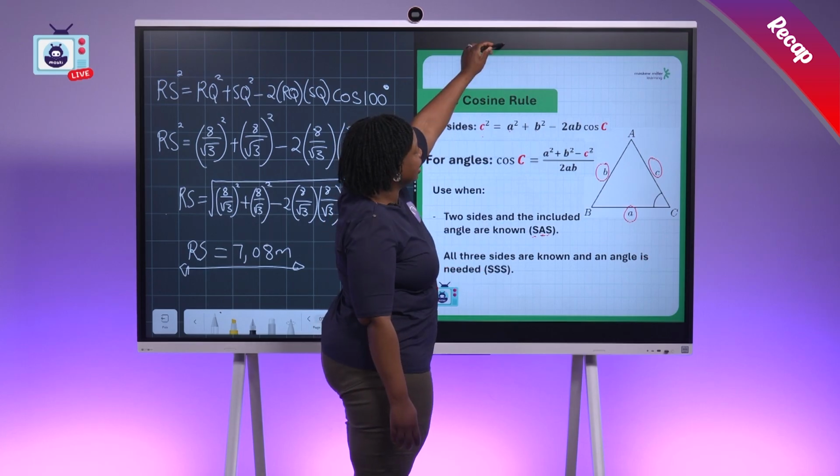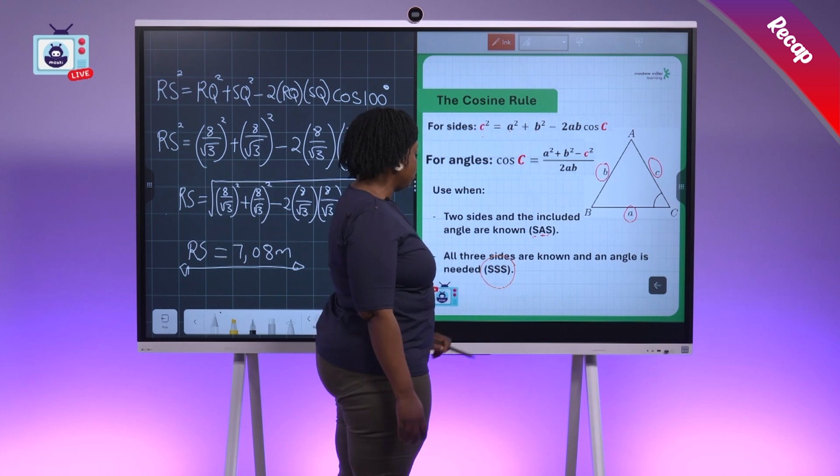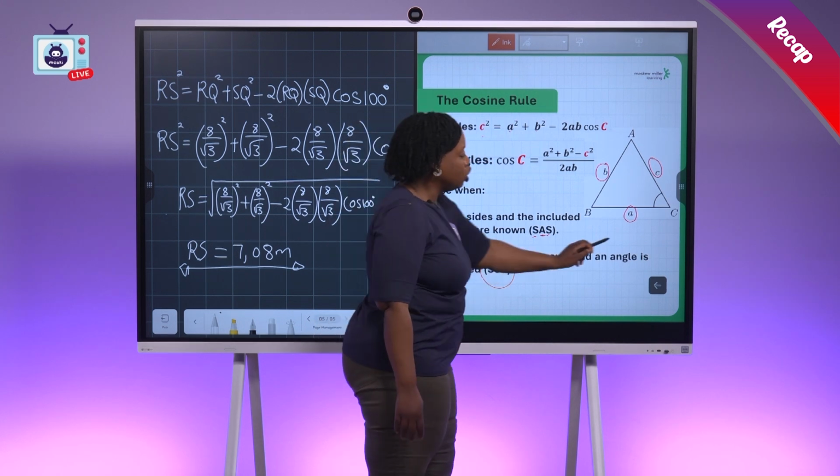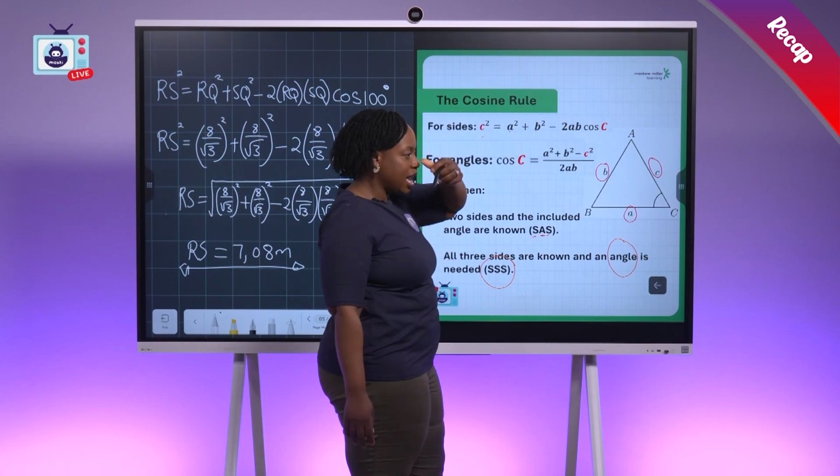So this is your key. You need to be given 3 sides, all of them, for you to be able to find the angle. If they did not give you 3 sides, you're not going to be able to find that angle unless you have calculated all the 3 sides for you to get those angles.